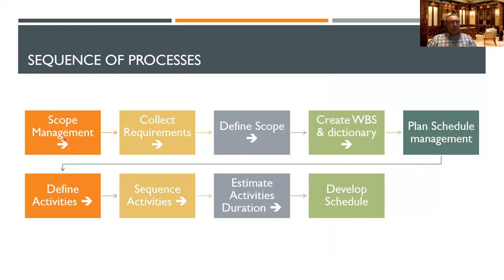So you have defined the scope, collect the requirement from the client, define the scope, create the WBS dictionary and plan. And then once you're planning your schedule, you define the activities, sequence activities, estimate, and then develop the schedule. So you cannot just go ahead and develop the schedule. You need to do all these activities before you develop the schedule.